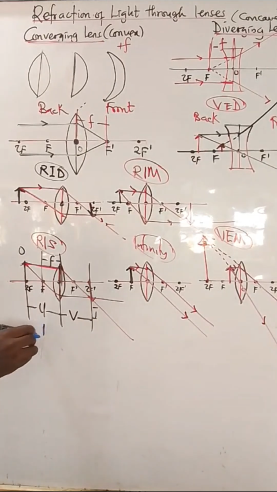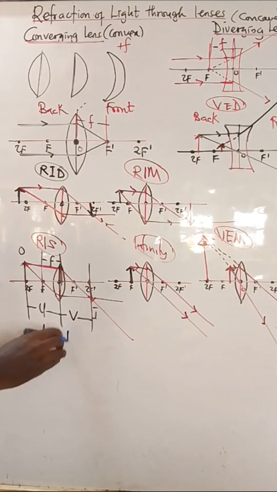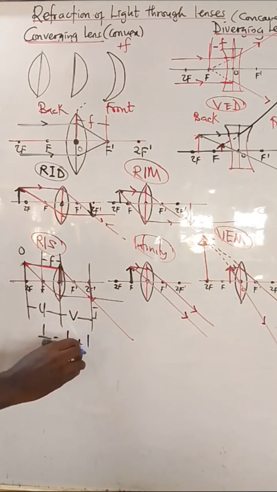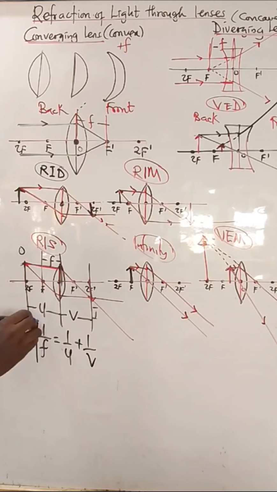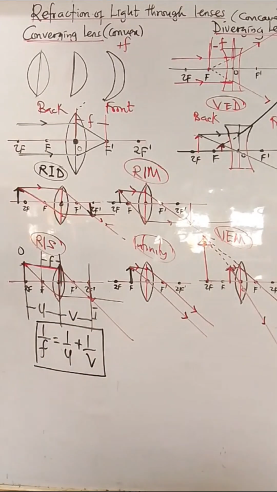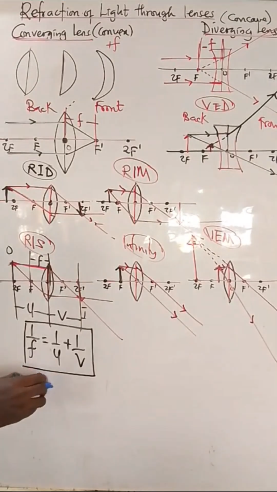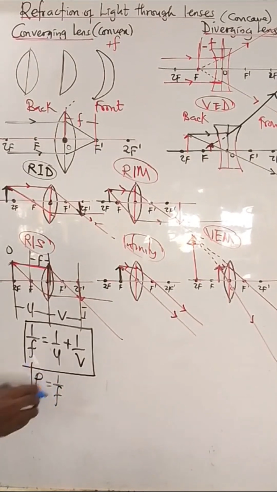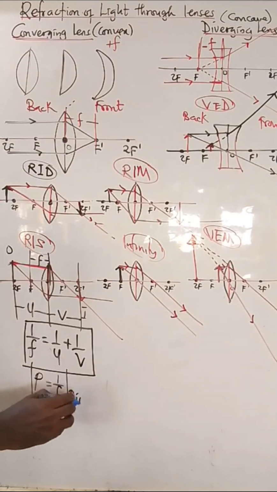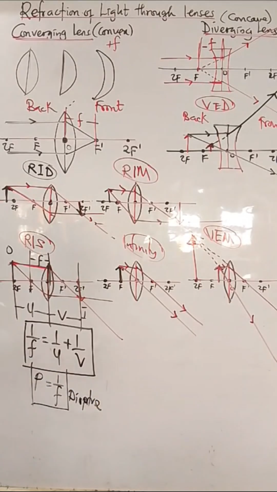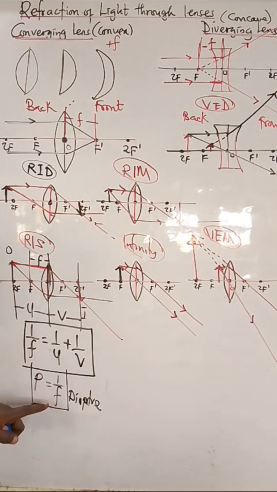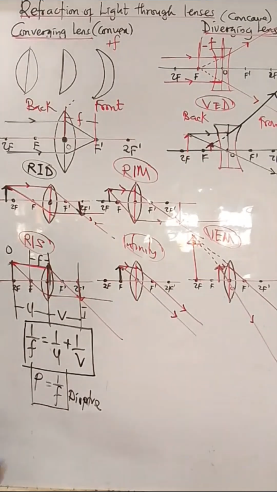So in this case, we call it the lens formula. What is the formula? 1 over F equals 1 over U plus 1 over V. This is what we call the lens formula. For every lens, we have what we call the power of the lens. Every lens has a power, P, which is the reciprocal of what? Focal length. And the unit is what? Diopter. But note, if the unit is to be diopter, this focal length must be in meters.